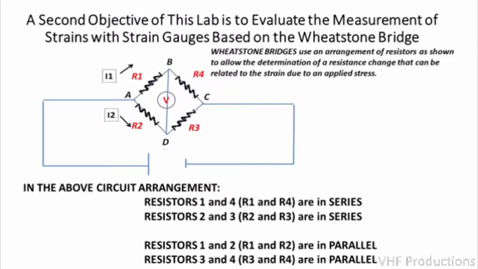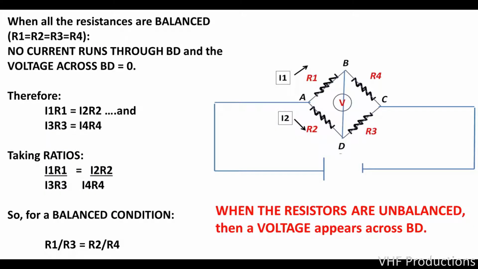When all four resistors are exactly balanced with each other, meaning they have identical resistances, then there's no difference in the current that flows between A, B, and C versus A, D, and C. Therefore, if we try to measure a voltage across B and D terminals, that voltage would be 0. That's defined as a balanced Wheatstone bridge. This is the starting condition for using a Wheatstone bridge.